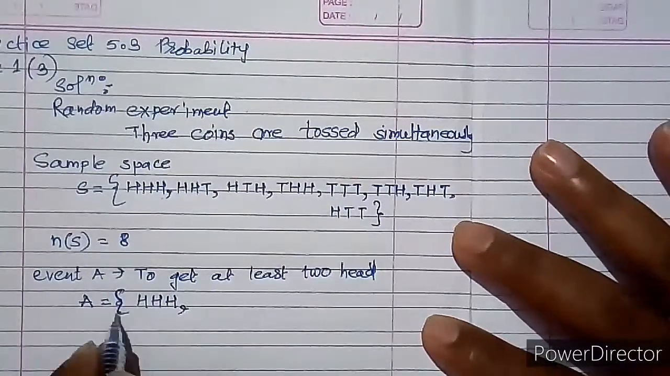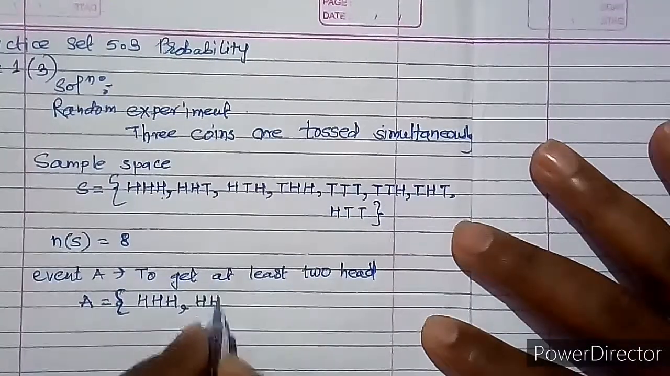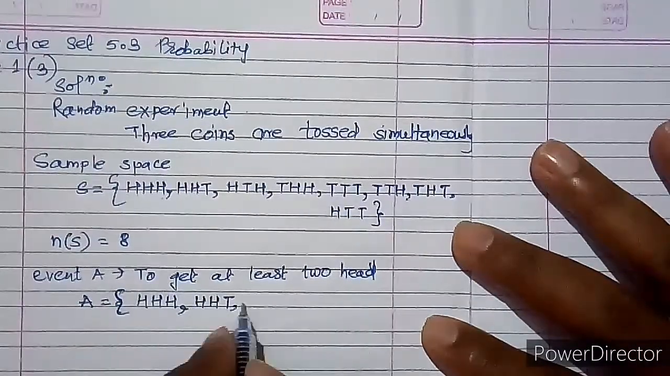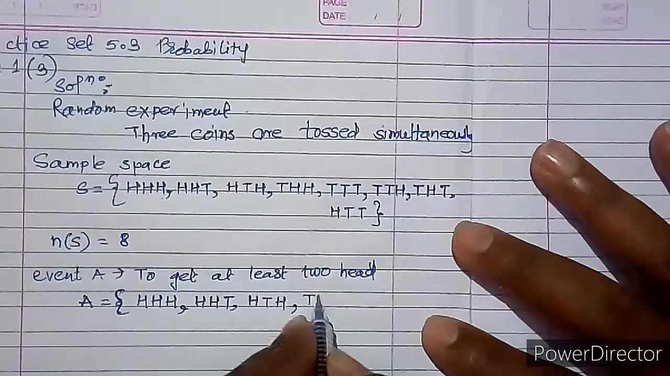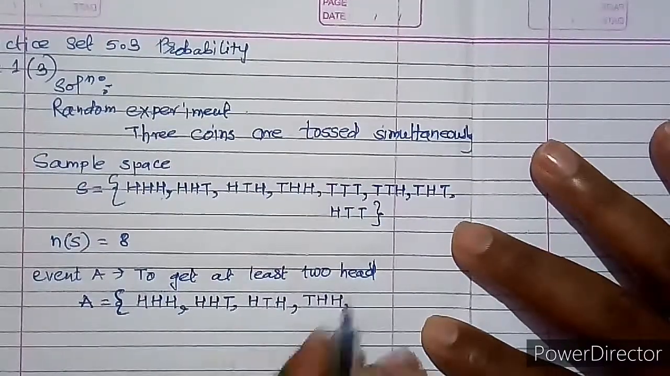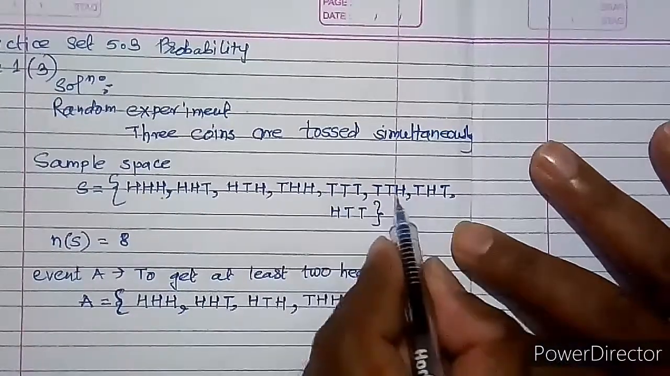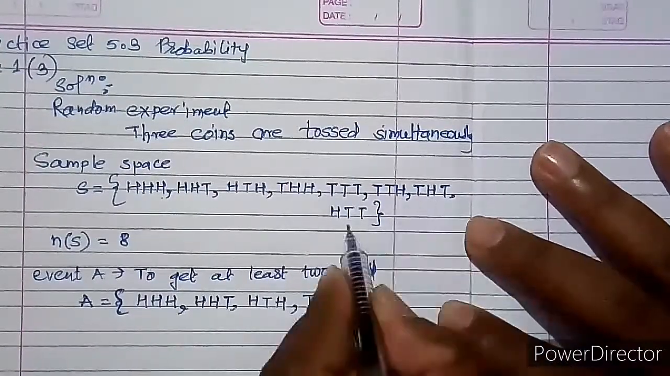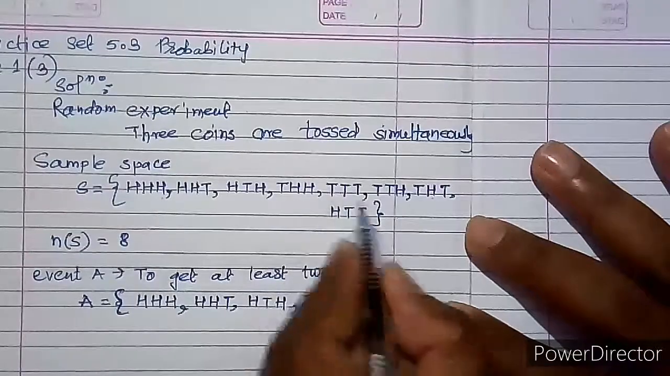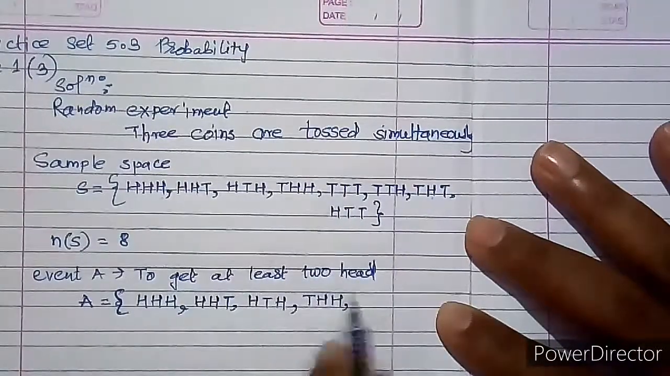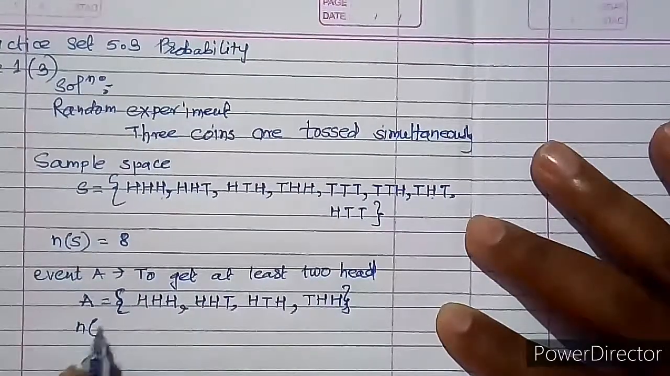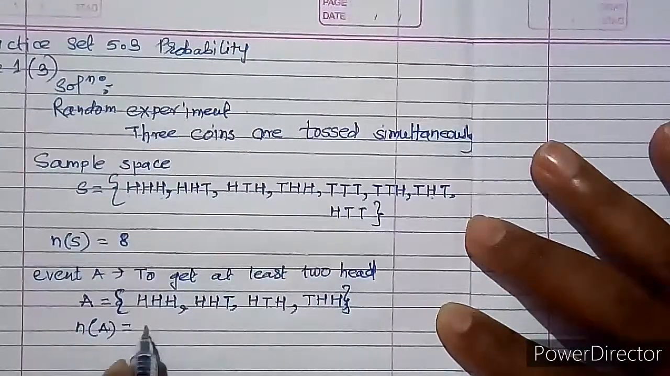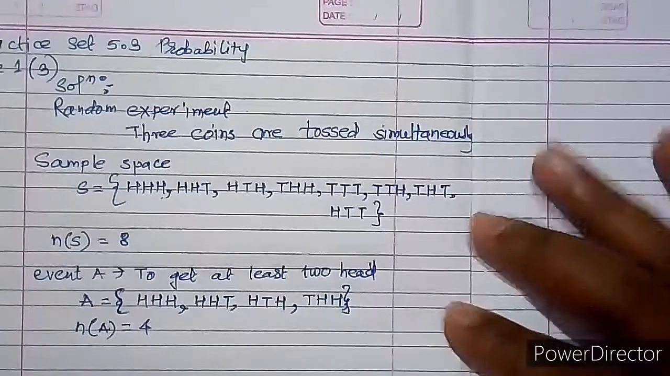Here 3 heads, that's why it is allowed. HHT has 2 heads, that's why it is also allowed. HTH, 2 heads, allowed. THH allowed. Triple T has not a single head. Here a single head, here a single head, here a single head. That's why these outcomes are not allowed. Here the curly bracket is completed. Now the total elements in A are 4. That's why I wrote n of A equals 4.